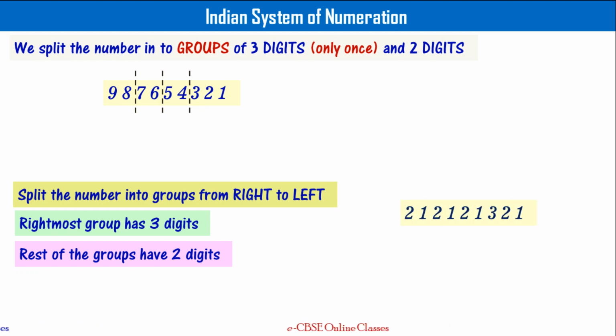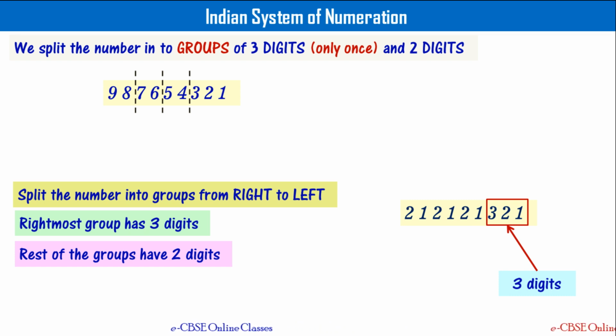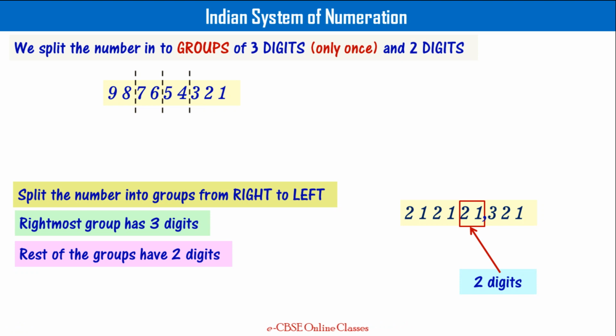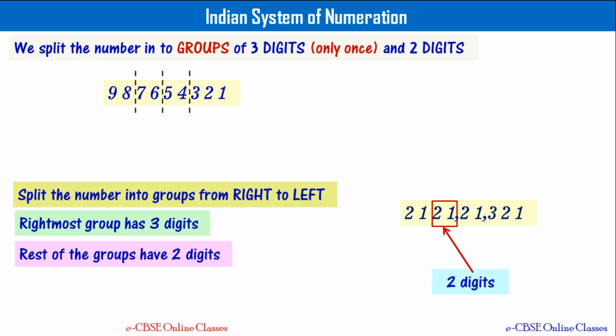Let's say that you are given a number which has got digits 212121. If you have to follow the Indian system of numeration, what you would be doing is we split the number into multiple groups. The first group from the right has got 3 digits. Mark it. I'm marking it using a comma here. The next group has got 2 digits. Mark it. The next group has got 2 digits. Let's mark that.